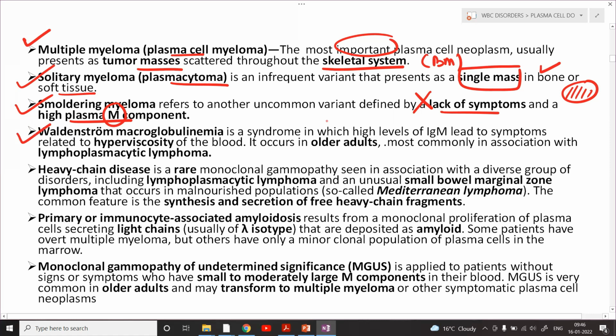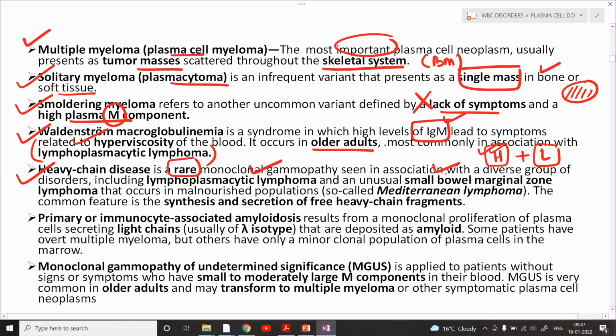Now, Waldenstrom macroglobulinemia is a syndrome where one type of immunoglobulin, especially the IgM variety, is increased. Because IgM antibody is very heavy, it leads to hyperviscosity of the blood. It is usually seen in older adults, most commonly in association with a lymphoma called lymphoplasmacytic lymphoma, which we are going to discuss in a later part of the video. Now, as I told you, these patients can secrete heavy chain and light chain separately. When they are exclusively releasing just the heavy chain, it is a very rare monoclonal gammopathy and can be seen in association with multiple disorders, including lymphoplasmacytic lymphoma.